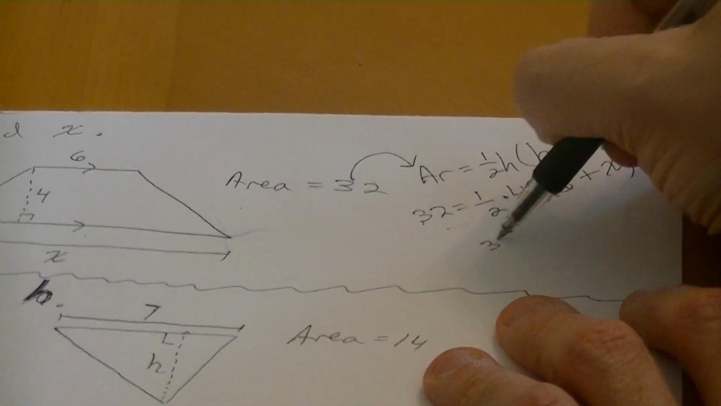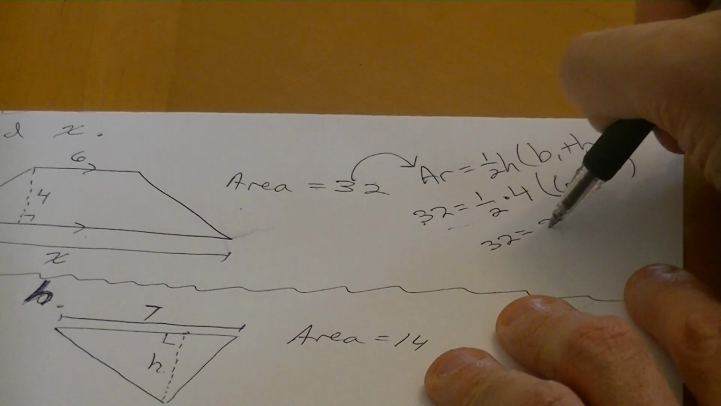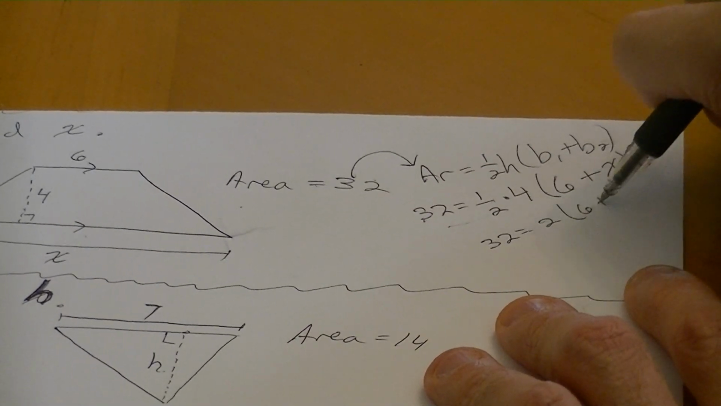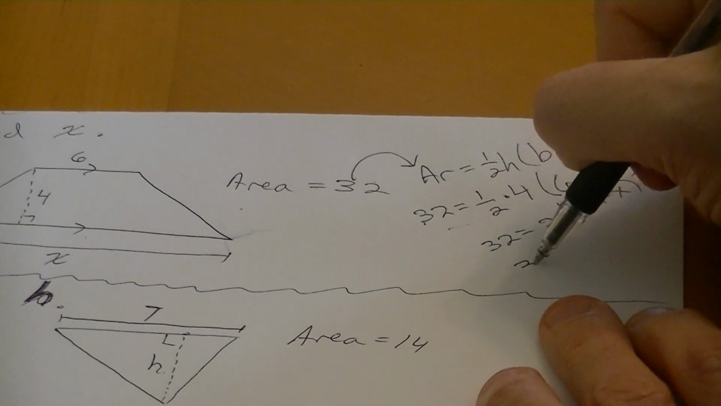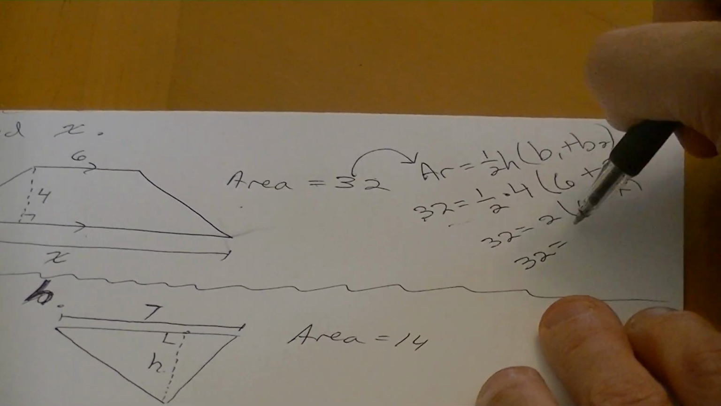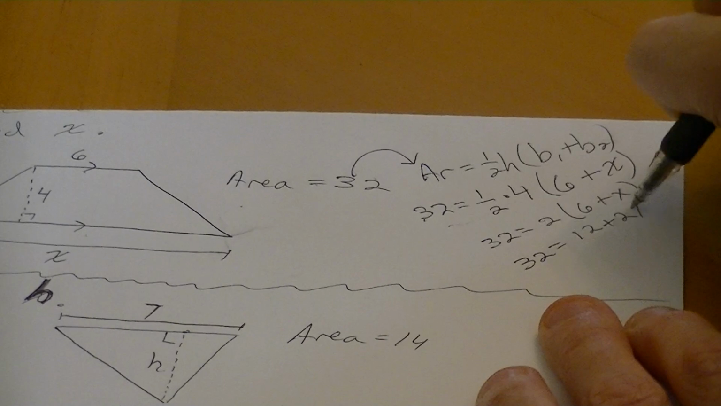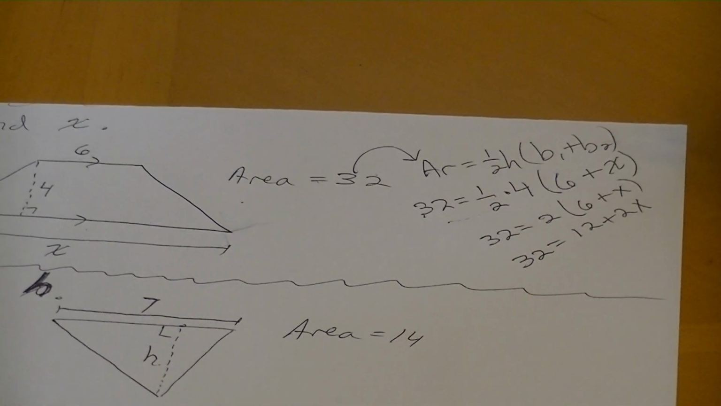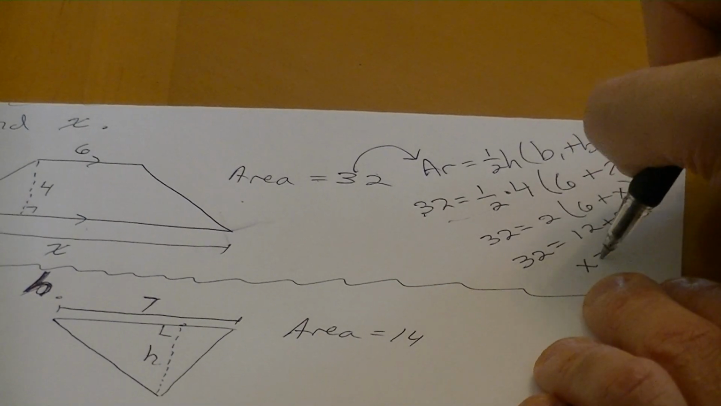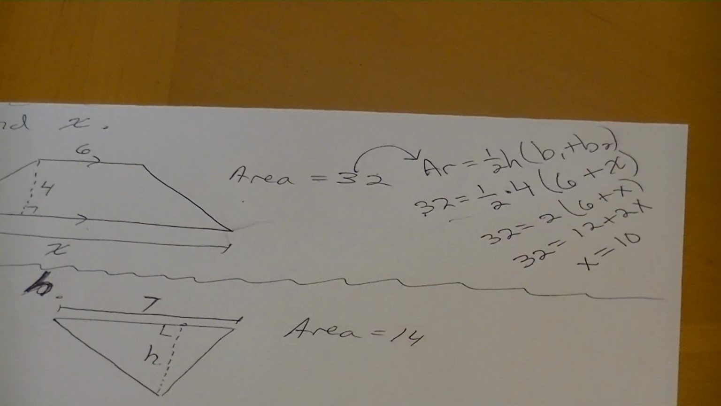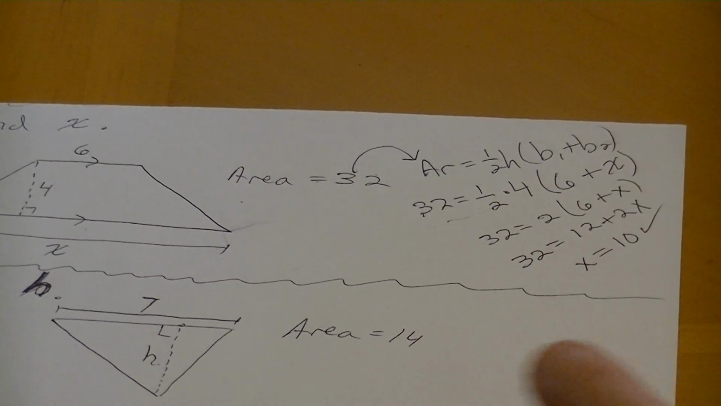32 equals 2 times 6 plus x. Half times 4 is 2. You could either divide both sides by 2, or you could distribute the 2. So subtract 12 from both sides, and then divide by 2, and I think you're going to get x is 10. There it is.